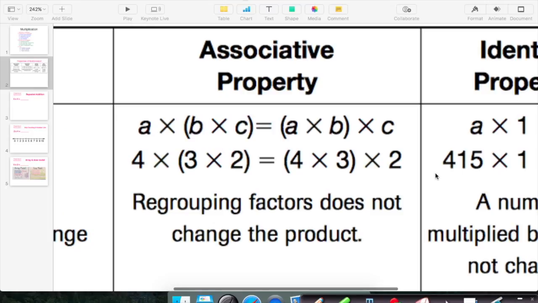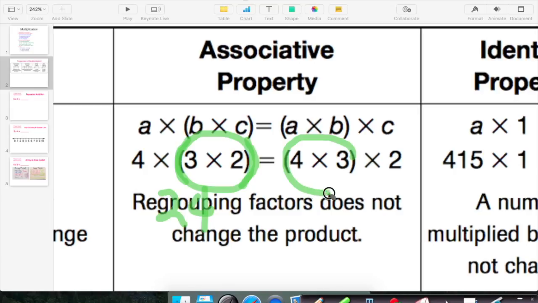Associative property of multiplication. This property simply states that regrouping factors does not change the product. If you can see this equation here, we have 4 times 3 times 2, wherein 2 and 3 are grouped, and then the answer would be 24. The product would not change even if you group 3 and 4 and multiply it by 2.